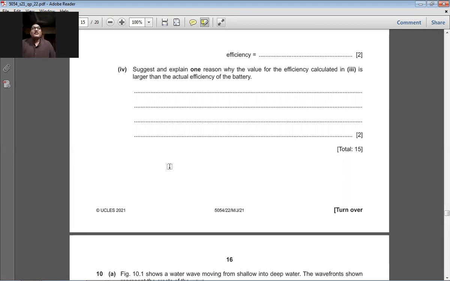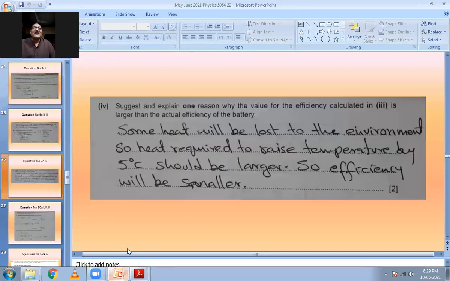We have not included the heat which has gone to the atmosphere. That must have been included in the input energy. If you put the heat which went into the atmosphere into the input energy, then the efficiency will go down. So that's why the efficiency which we calculated is larger. The actual efficiency will be smaller. I hope you have understood this idea. Let me show you my answer.